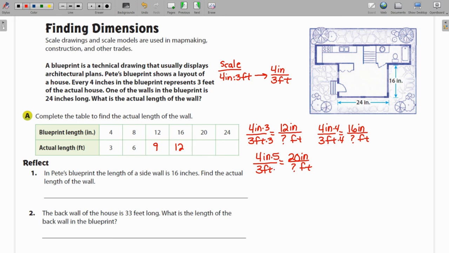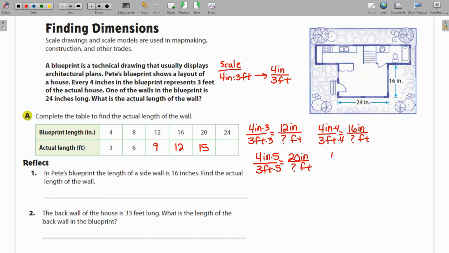So on bottom, I'm going to do the same thing. I'm going to multiply the 3 by 5. So 3 feet times 5, that's going to give me 15 feet. So when I have 20 inches of blueprint length, I'm going to have 15 actual feet in this house, in this home, or in this house.